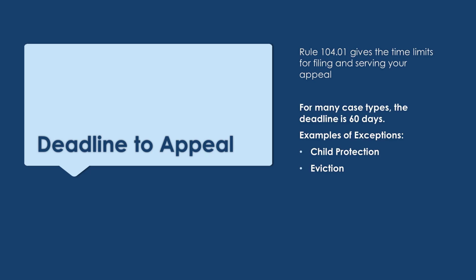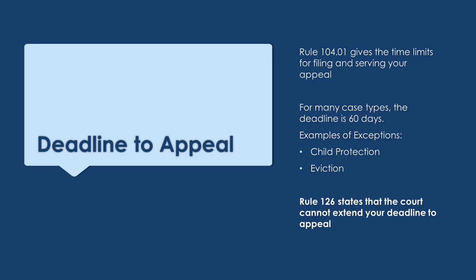For many civil cases, you have 60 days to appeal, but there are certain case types that have much shorter deadlines, such as a child protection or eviction case. It is important to figure out your deadline as soon as possible, because Rule 126 says the court can't extend your deadline to appeal. If you aren't sure what your deadline is, you should talk to a lawyer.